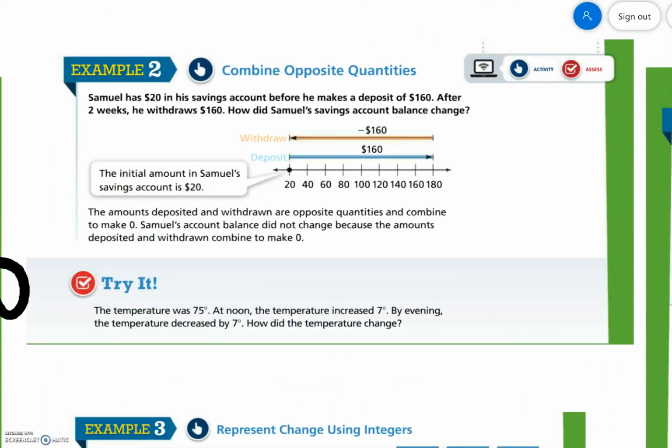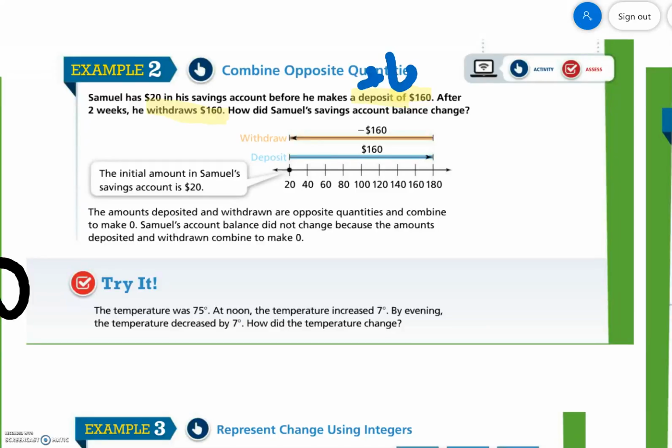Combining opposite quantities. Samuel has $20 in his savings account, so he has 20, before he makes a deposit of $160. If you make a deposit, that means you are adding money. So a deposit of $160 is adding $160. After 2 weeks, he withdraws $160. So that means he takes it away.